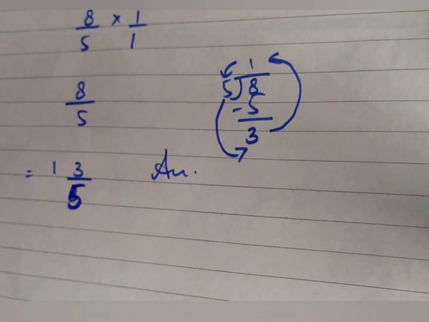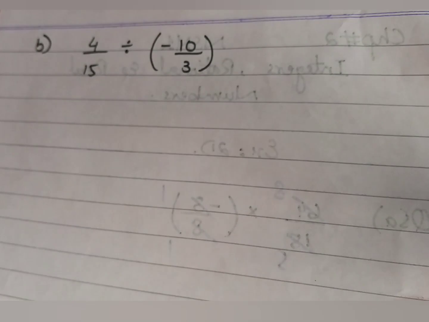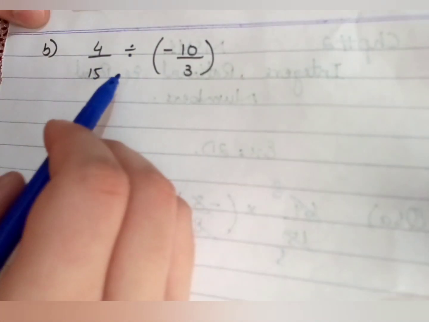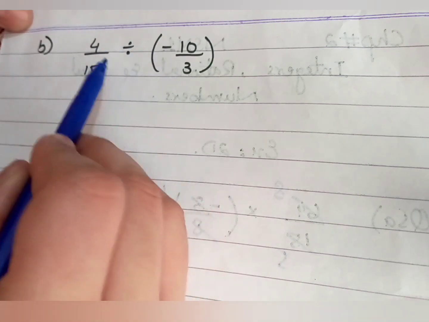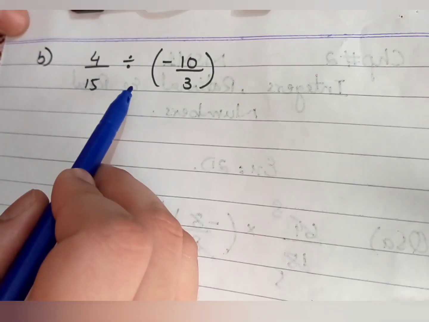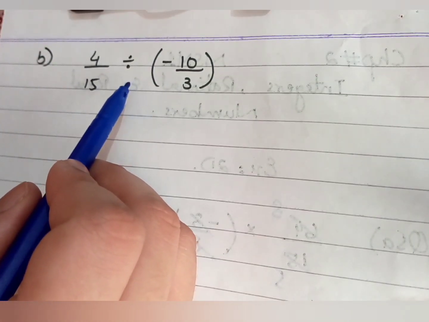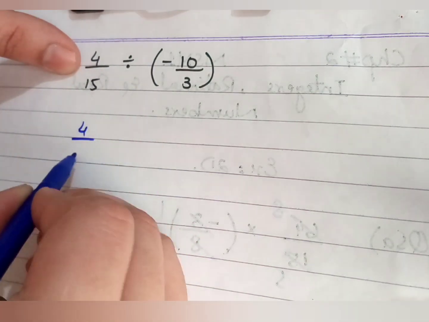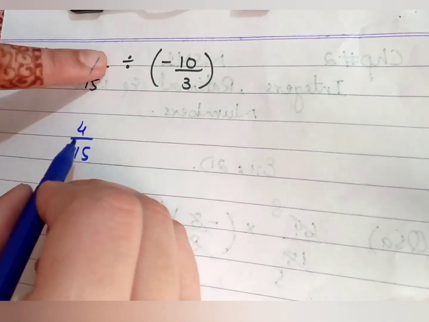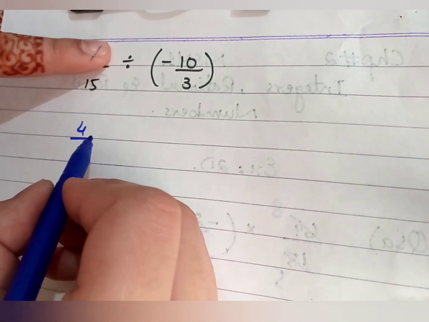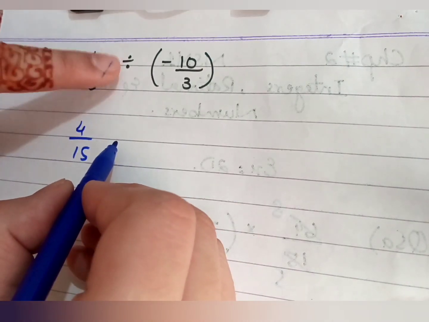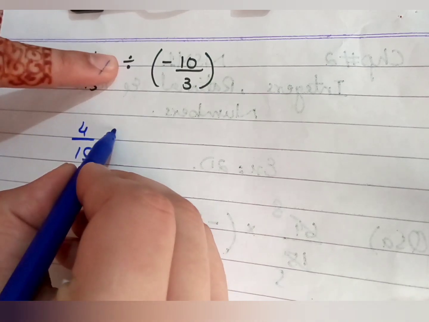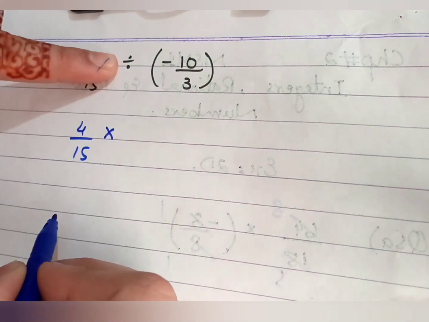Now we'll do part B. Here is part B of question 5. Students, you can see that we have a division sign between the two fractions. So firstly we have to convert this division sign into the multiplication sign. I just write out the first fraction, that is 4 by 15. When we convert the division sign into the multiplication sign, there is no need to place the division sign, but we need to place the multiplication sign.